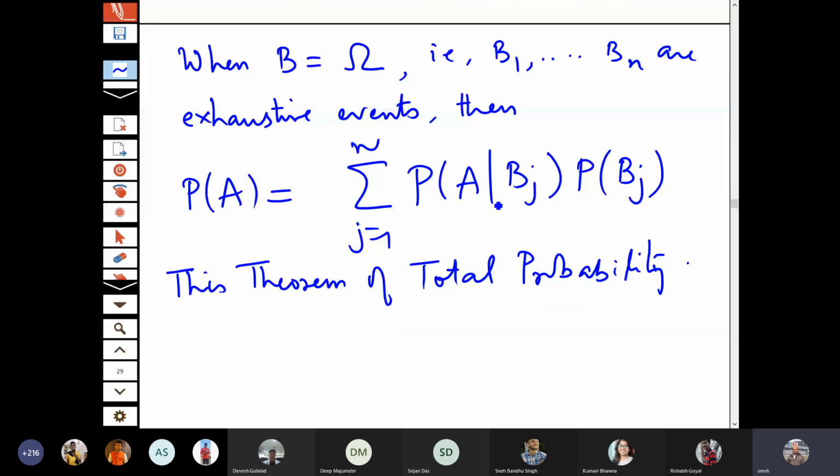You can consider it like this, that a particular outcome can be caused by any of the n different causes. It could be B1, it could be B2. So what is the probability that it is caused by B1? What is the probability that it is caused by B2, and so on? And probability of B1, B2, etc. is also known. Then this can be evaluated. So this is the concept of total probability.